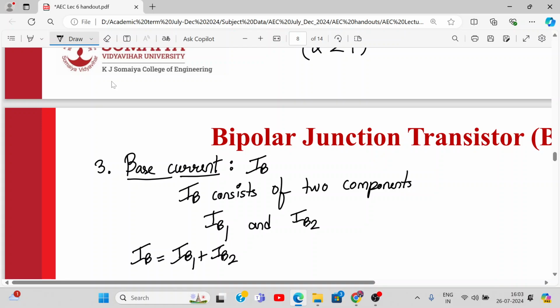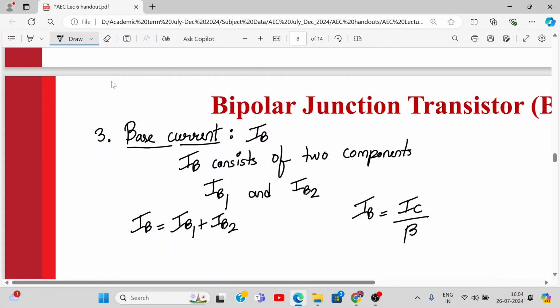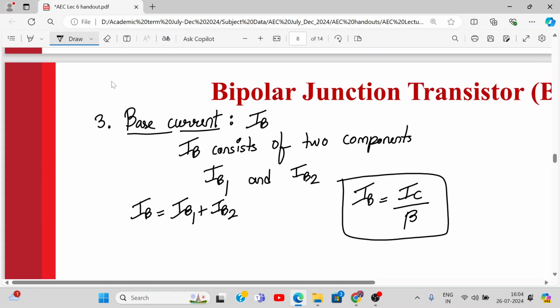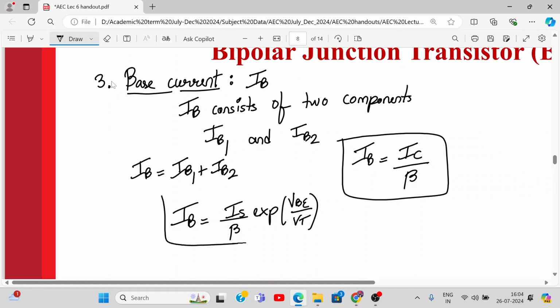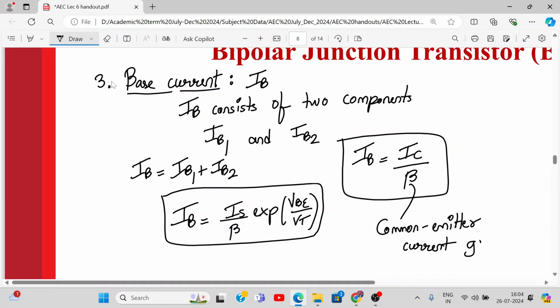How is IB related to IC? IC upon beta. Write down the relation. IC is given by IS times exponential of VB upon VT, and if you divide by beta, you will get IB. Got it? And what is beta called? Again a current gain, but this is called the common emitter current gain, and it is always greater than 1, very much greater than 1.